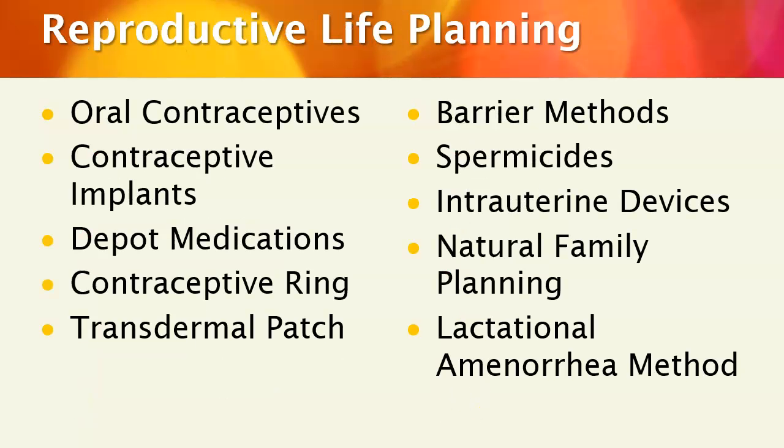All right, so we do need to talk about reproductive life planning. Okay, so when we're talking about fertility, we also have to talk about the type of planning that individuals do. So common, and I think your book has a pretty good outline of the different types and which ones are most effective. Oral contraceptives, that is going to be one of the most utilized and one of the most effective forms of birth control out there.